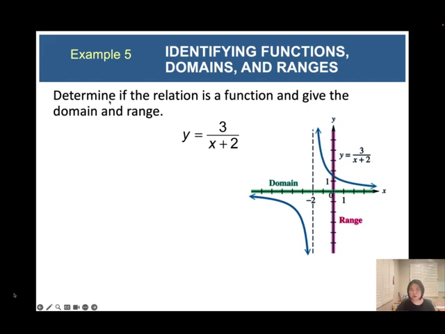And then first, determine if the relation is a function. So let's use the vertical line test. Draw the line here, draw the line here. I only intersect one point, right? So this is good. This is a function.